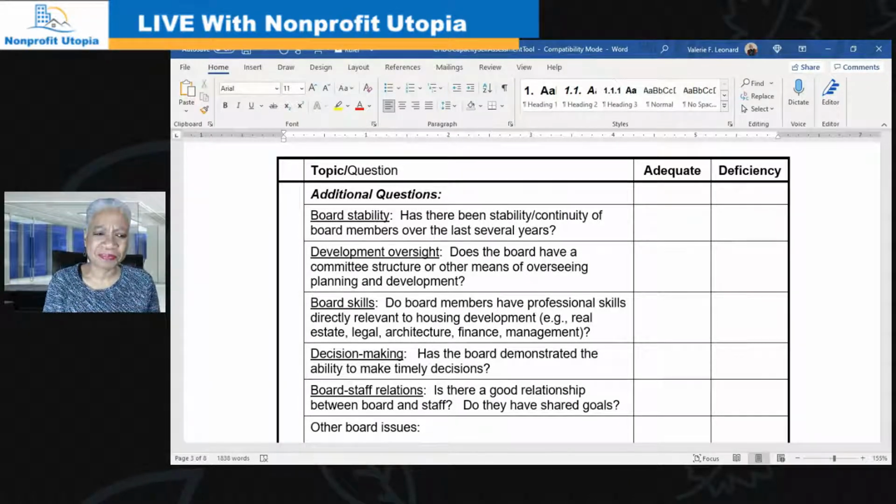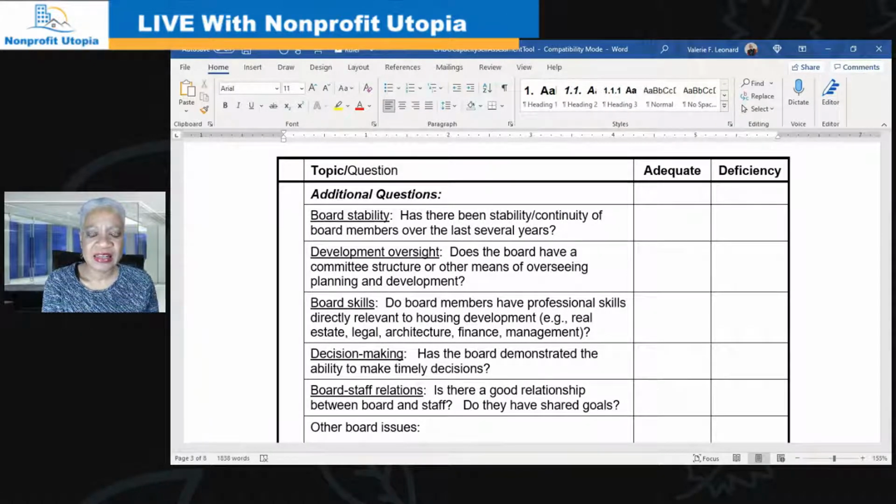So this could be for housing purposes. Obviously, you want to have a board that is capable of overseeing planning and development. Capable meaning there's some board member who has experience in real estate development. There may be other board members who have experience financing real estate development.